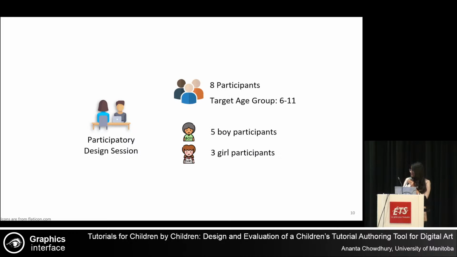We had 8 participants in total, where we had 5 boy and 3 girl participants, and the age group was 6 to 11 years. So we targeted this age range because prior work has shown that children in this age range are typically able to think logically and make independent decisions. So now let's see how children actually interacted with our paper prototype in these participatory design sessions.